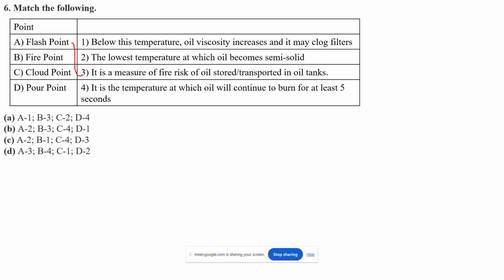Then there is the fire point. It is defined as the temperature at which oil will continue to burn for at least 5 seconds. Then cloud point: below this temperature, oil viscosity increases and it may clog filters. Then the pour point is the lowest temperature at which oil becomes semi-solid.